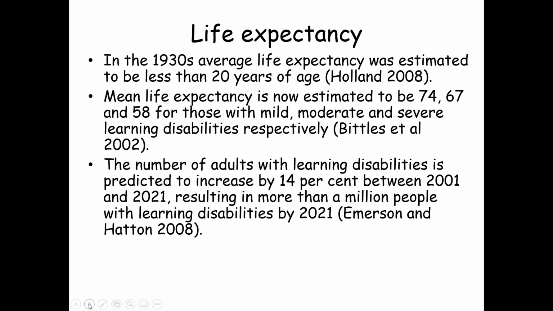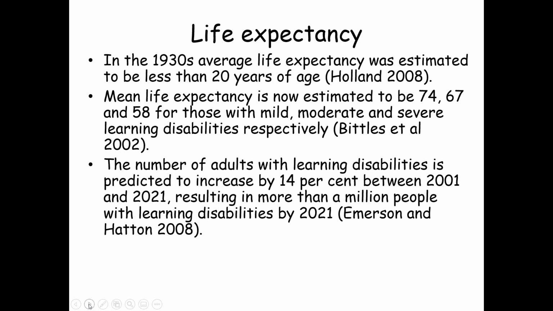So just to give you a little bit of background around health needs, in the 30s, the life expectancy was estimated to be less than 20 years. Obviously, since the 30s, we've moved on. We've progressed in the way we deliver healthcare and our understanding of medical interventions and all that sort of thing. So we're able to keep people alive for much longer. So life expectancy has increased.